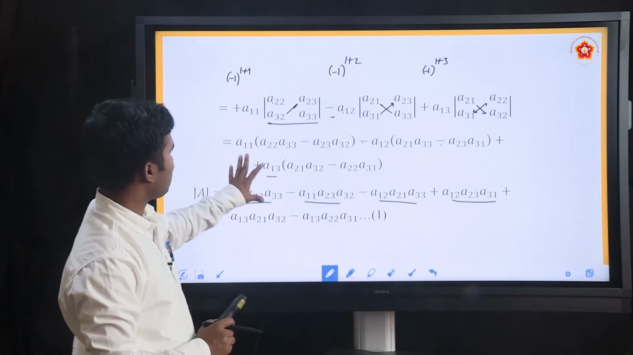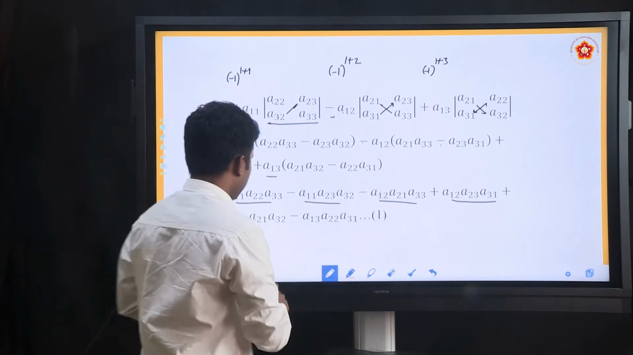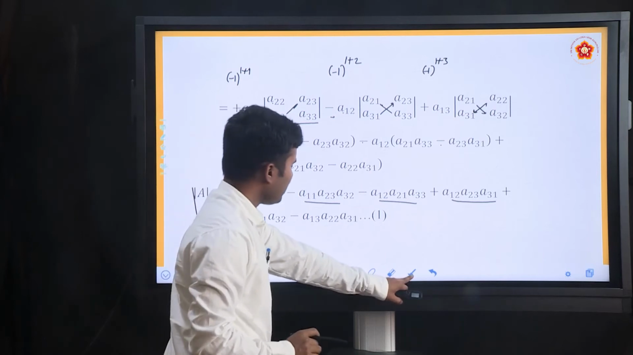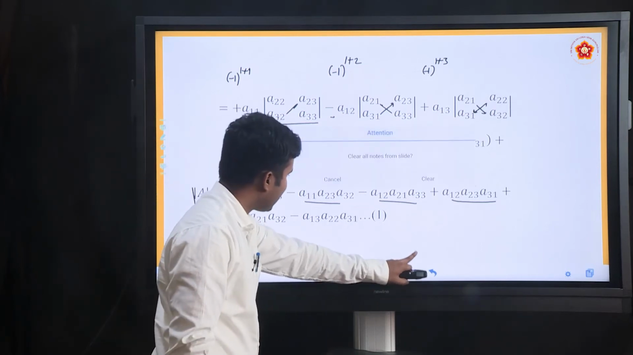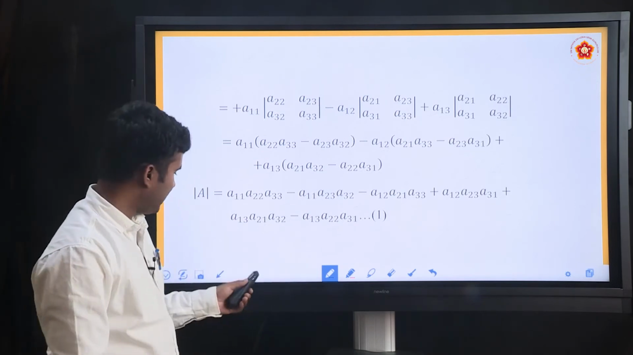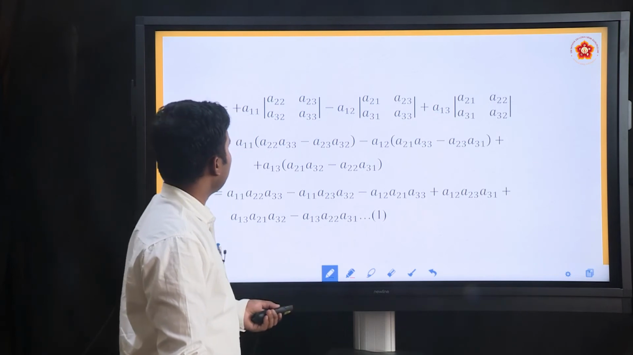Since we have expanded the determinant of order 3 along R1, see, we got this one, understand. Suppose if I expand the same thing along some other column or row, we will see whether the value of the determinant changes or not.